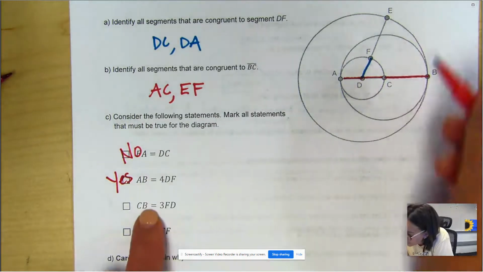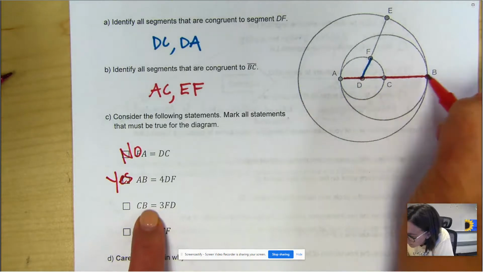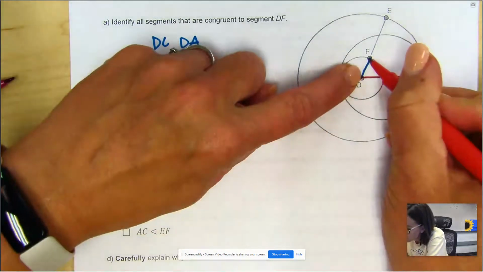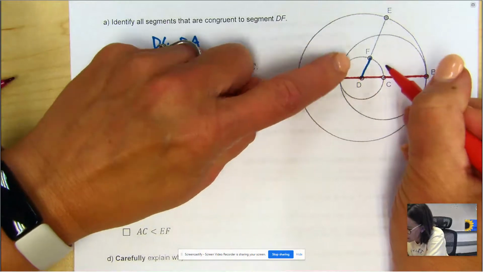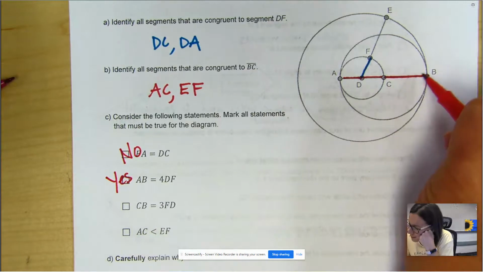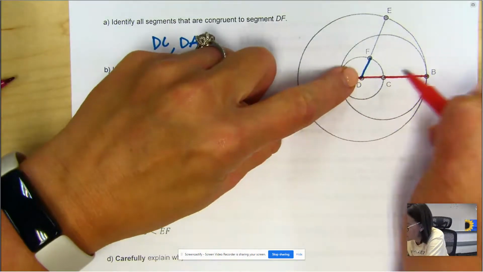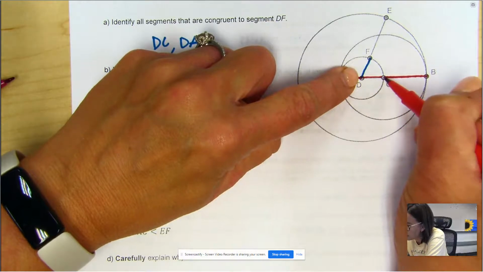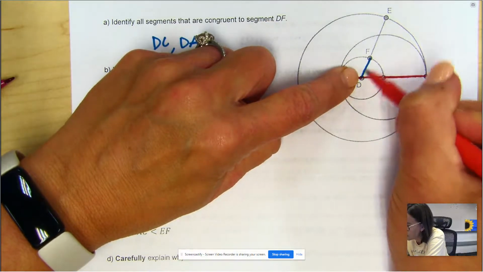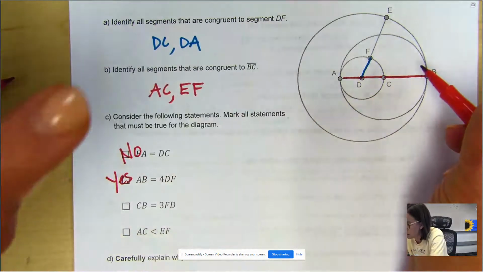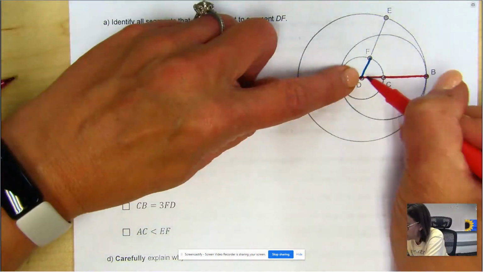How about is CB equal to 3 of the FDs? Yes, if you kind of swing this around here, oh, no, just kidding. CB is actually only equal to 2 of the FDs. For 3, we would need this area right here. So CB is not equal to 3 of these. It is only equal to 2 of them. We would need to come all the way over here.